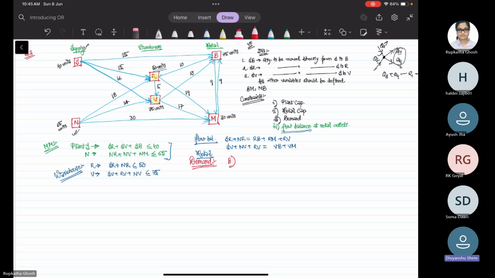First for B, we would write SB plus RB plus VB plus MB plus MB also, minus BM, because you don't know. Either it can go out of B or it can come in B as well.